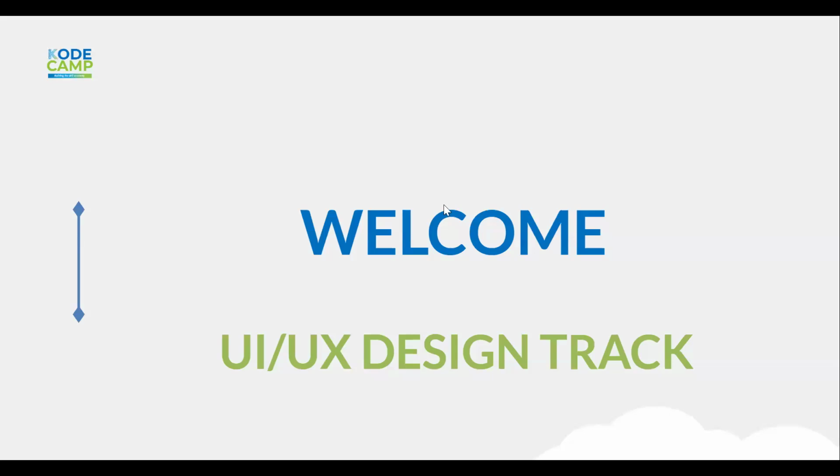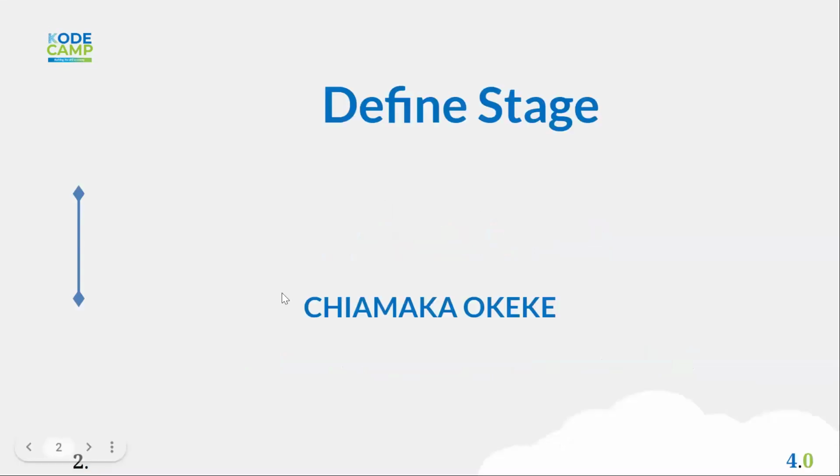The design thinking process is broken down into 5. We have the empathy stage, we have the define stage, we have the ideate stage, prototype, and the last one is the test stage. Okay, thank you so much for that. So today we'll be looking at the second stage, which is the define stage.